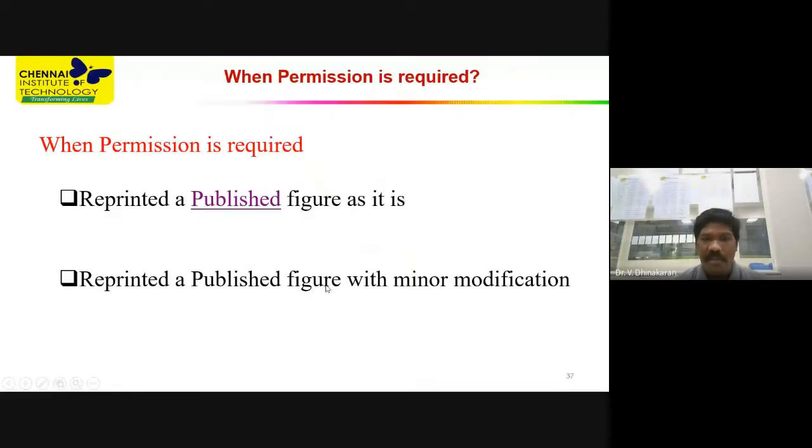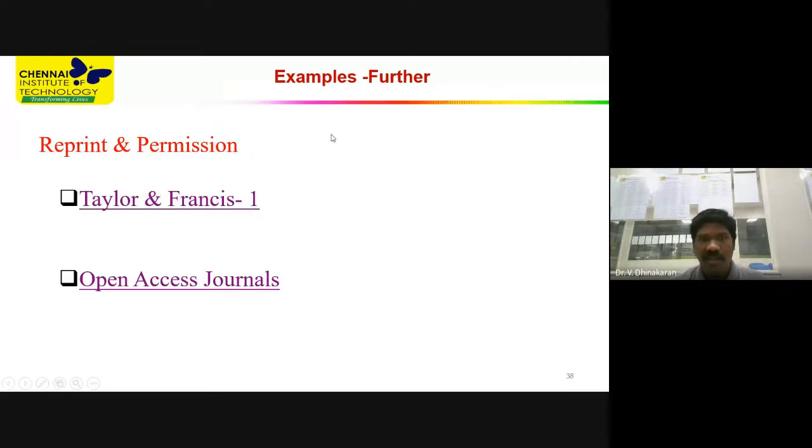And for reprinting or publishing a figure with minor modifications, if you are doing minor modification, then certainly you should get permission from others. Permission can be obtained from RightsLink. You can obtain the permissions through RightsLink. It will take much more time to explain, hence I'm avoiding that.